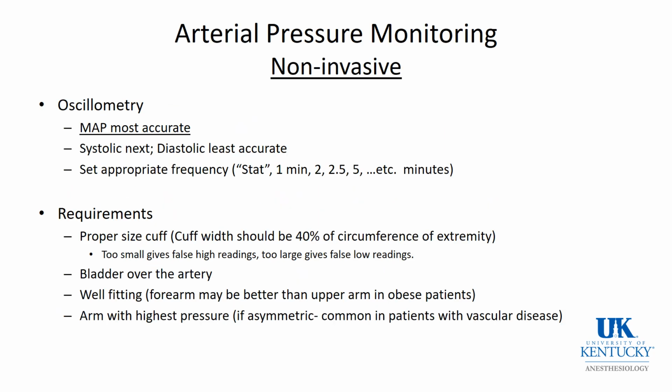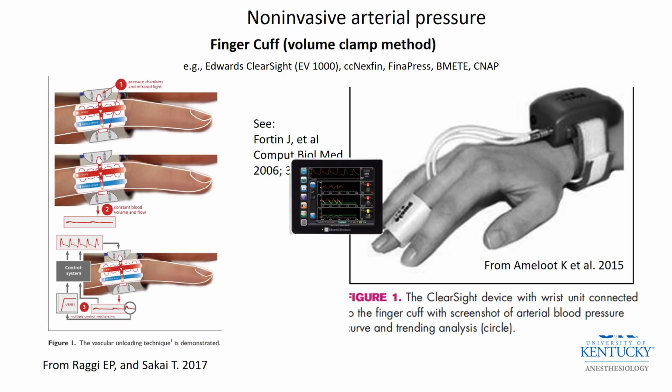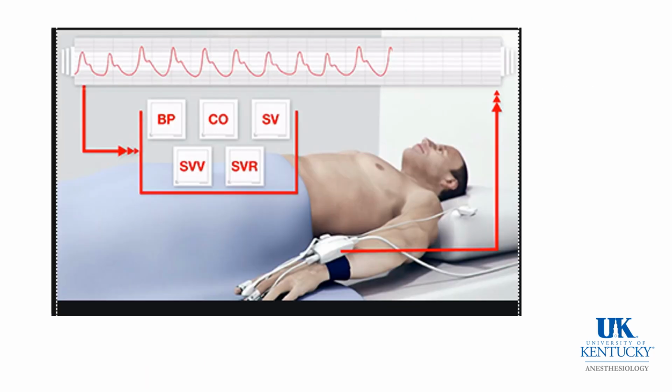A few criteria I have here about what's important about using oscillometry as far as cuff size and where the bladder is. The other method that you've all used, I suspect, is this finger cuff method, available on our Edwards monitor, and it will also measure non-invasive blood pressure. And furthermore, it will show you a trace. It looks just like an arterial line. Not quite as good, but pretty good.